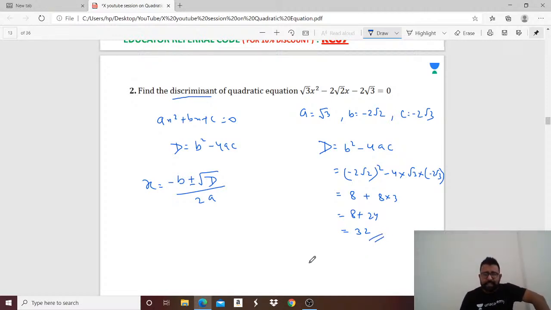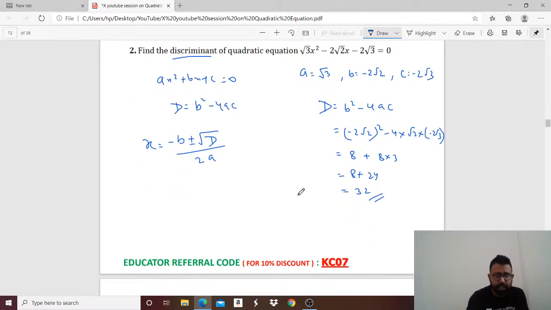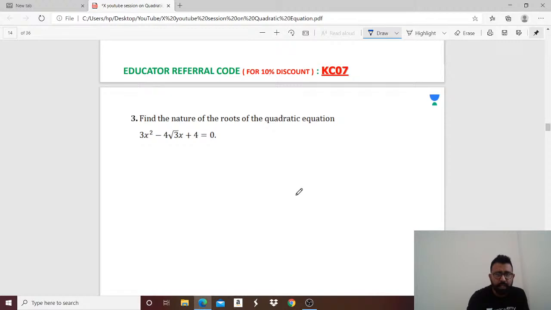So if we talk about the nature of the roots, the roots are real and distinct. And obviously this is not a perfect square, so that means you will get irrational roots, right? Clear everyone? So this type of question, again, is a one marker question. We just had to find a, b, c, and we found them. Got it? So let's move on to the next part.